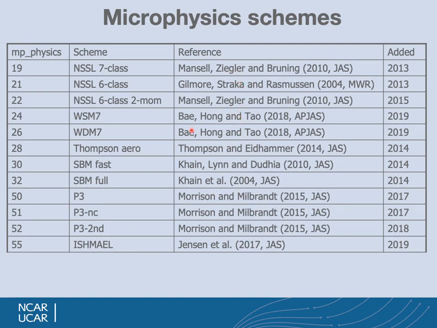WSM7 is a recent addition that separates the graupel and hail categories. Thompson has an aerosol option as well. And P3 is a newer type of scheme. I'll mention that one later as well. And these are the bin models, options 30 and 32, spectral bin microphysics, and I'll mention those later as well.